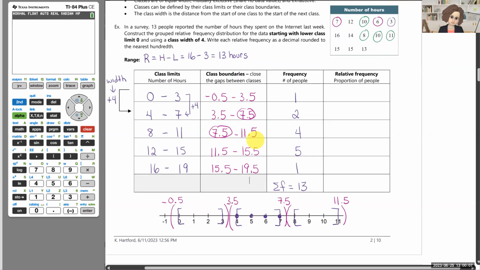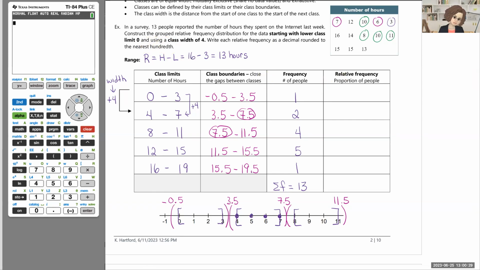All right, one more thing then before we leave here. So we've got the data organized. We'll use boundaries later when we do some graphing. And now let's turn our attention to relative frequency. So it says to write your relative frequencies as a decimal rounded to the nearest hundredth, so 2 decimal places. So let's just first do a reminder here. Relative frequency, I'll write the formula here, RF, relative frequency. We take the frequency, but we divide it by our sample size.